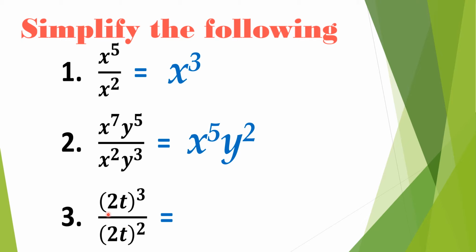Then, number 3. 2t raised to 3 divided by 2t raised to 2. Okay, so, kopyahin lang po yung base nila na 2t, and then subtract yung exponent, 3 minus 2 is 1. So, tandaan, kapag ang exponent natin ay 1, hindi na kailangang isulat yung 1. So, automatic, pag walang makikita, ibig sabihin the exponent is 1. So, pwedeng yan lang. 2t ang sagot natin.